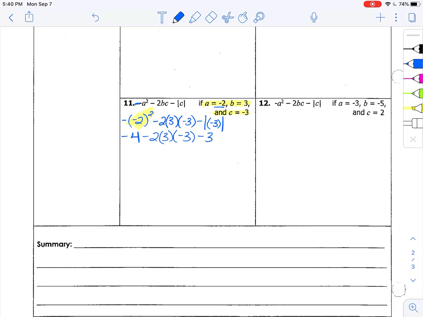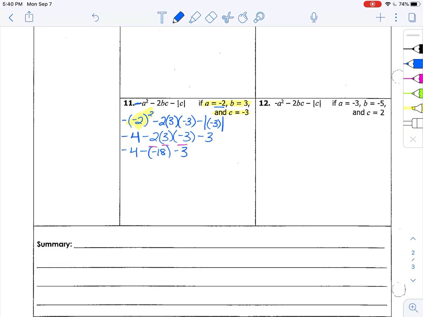Next, I'm going to continue on with order of operations, and I would need to multiply. Negative 4 minus 2 times 3 is 6. 6 times 3 is negative 18. So again, putting that negative 18 in parentheses so I don't get it confused with the subtraction sign, and then bring down that minus 3.